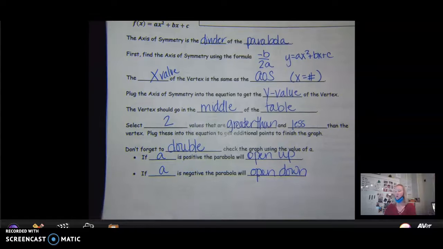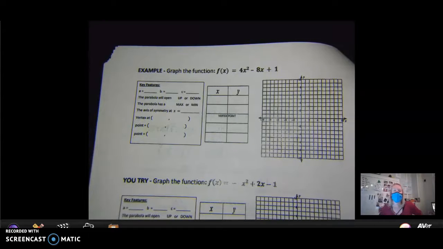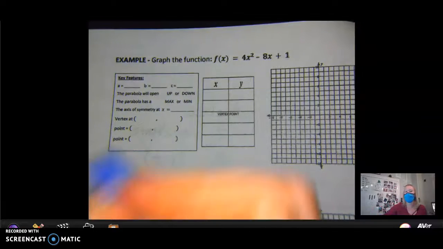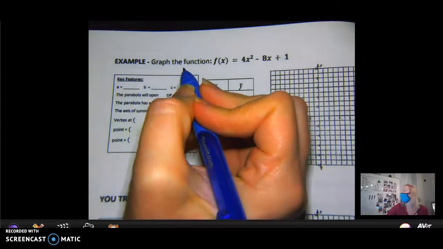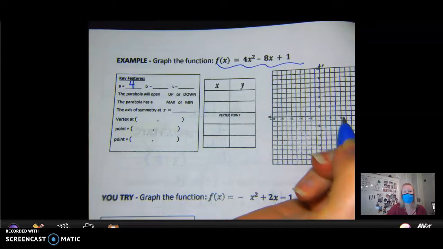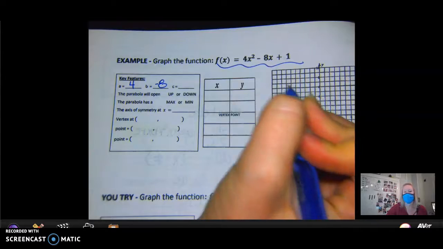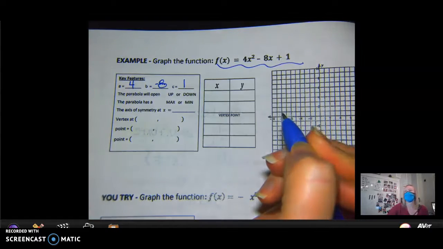Okay, let's try some more. Exactly like what we did on Thursday, right? First problem. What is your a value here? Look at your equation. 4. Good job. What's your b value? Negative 8. Bring the sign with it. Very good. And what's your c value? Awesome. Is this parabola going to open up or down?